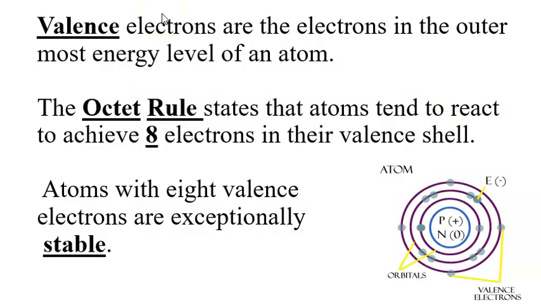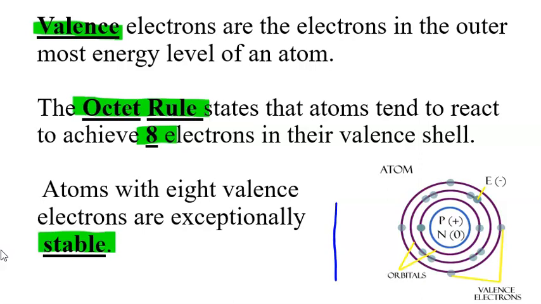The Bohr model, remember, has your valence electrons in the outermost energy level of an atom, and the octet rule states that atoms tend to react to achieve 8 electrons in their valence shell. So remember, your valence wants to have 8. Atoms with 8 valence electrons are exceptionally stable. Remember, your noble gases on the very end of the periodic table, 8A, or group 18, have a full valence electron shell, which means that they are stable.